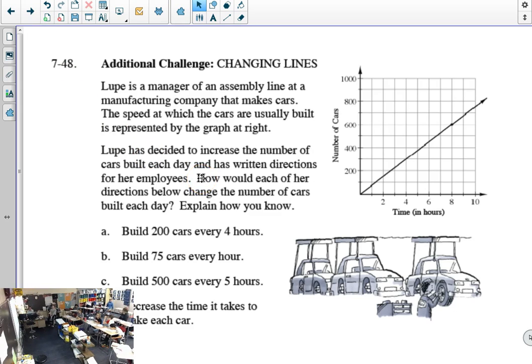Lupe is a manager in an assembly line manufacturing company that makes cars. The speed at which the cars are usually built is represented here. Cars, time. Time is almost always your x.